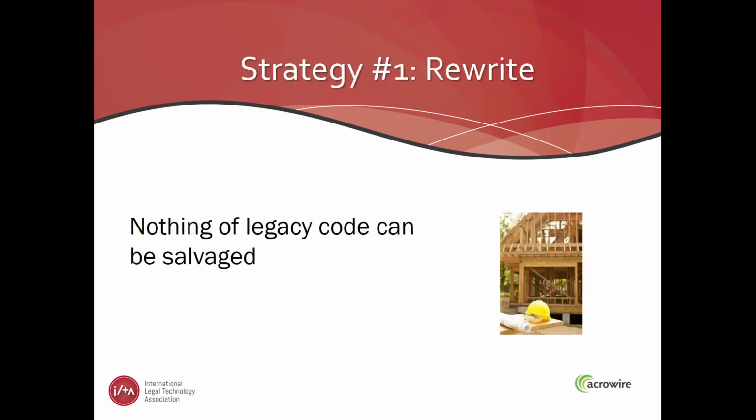Strategy number 1, rewrite the entire application from scratch. With fresh ground-up construction, you get exactly what you need and want. Rewriting from scratch is that opportunity where you can take a step back, look at your current needs, look at what you have created already, and say, if I were going to do this all over again, how would I do it, and what would it look like?